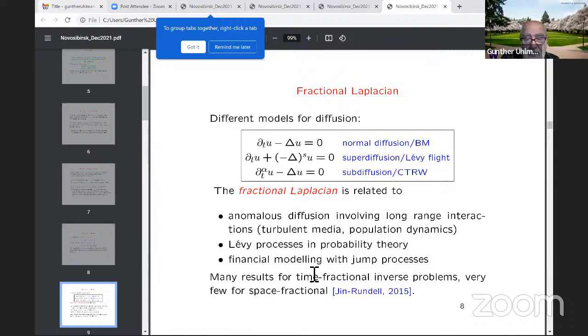So there are many results for the time fractional inverse problem, as I mentioned before, but very few for the fractional in the x variables. There is a nice survey by Jean and Randell. This is a little bit old. I'm sure there are newer ones.